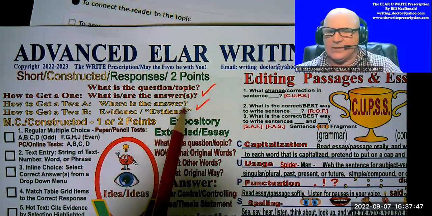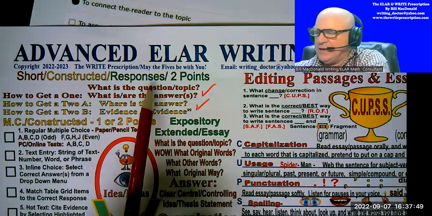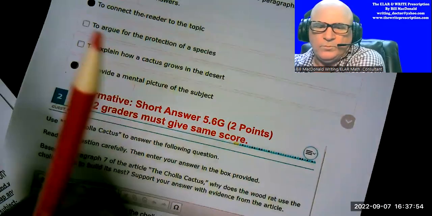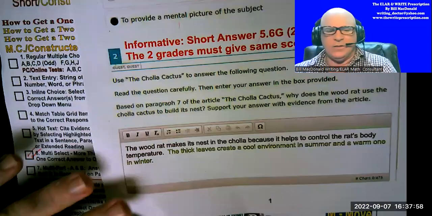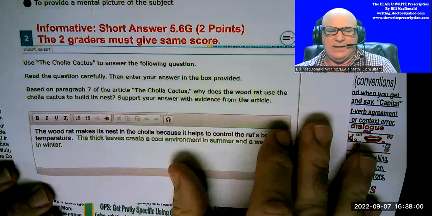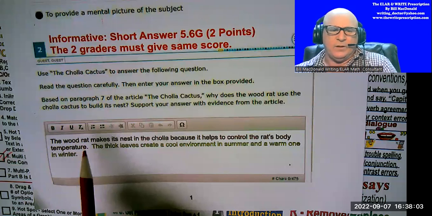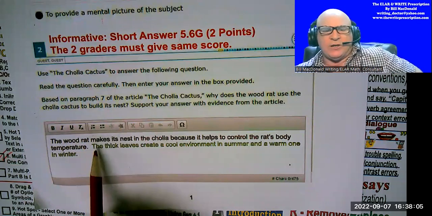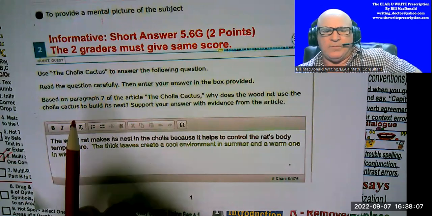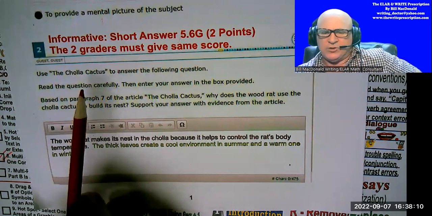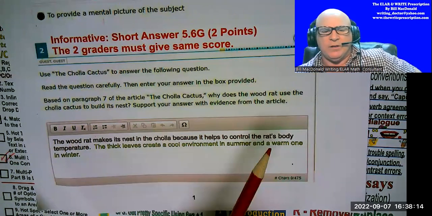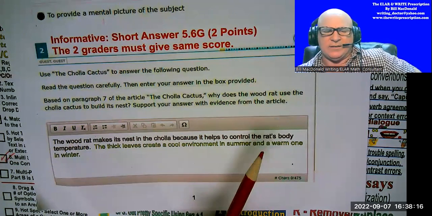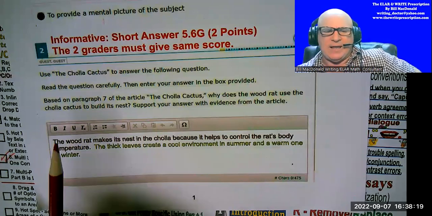So let's take a look and see how it was worded. And so because I have red and yellow as my two colors, the answer here is red and the evidence is yellow. It says, read the question carefully, then answer in the box provided. As you can see on short answer, you're allowed up to 475 characters. Do you have to use them? Apparently not. There's only 2 sentences in the sample response they gave.